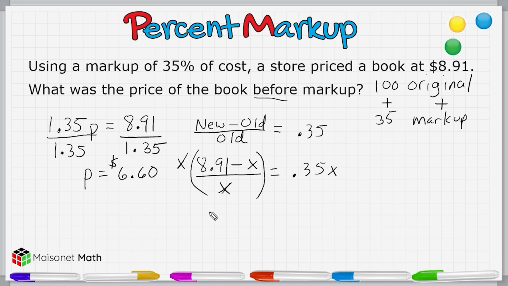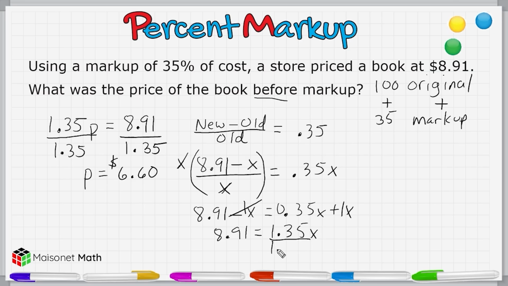All right, so that leaves us with 8.91 minus just 1x is equal to 0.35x. All right, what we're going to do next is move this negative 1x on this side to the other side by doing the inverse of subtracting 1x, which is adding 1x. So now what we're left with is 8.91 is equal to 1x plus 0.35x, which when combining those like terms is 1.35x. Now what we can do is divide both sides by our coefficient of 1.35.